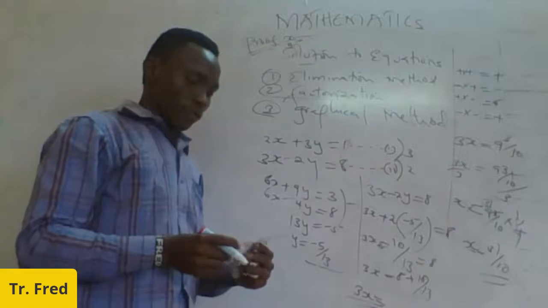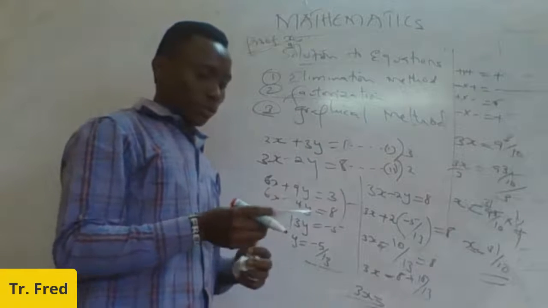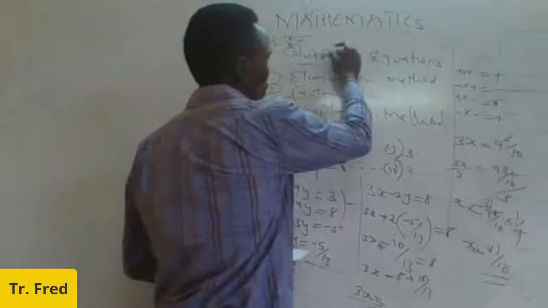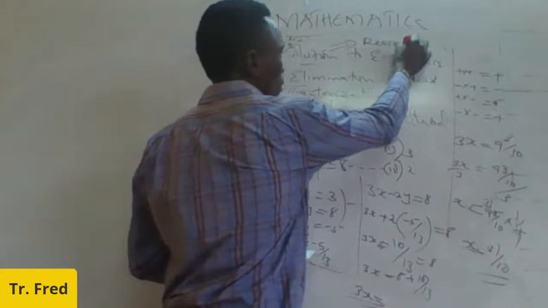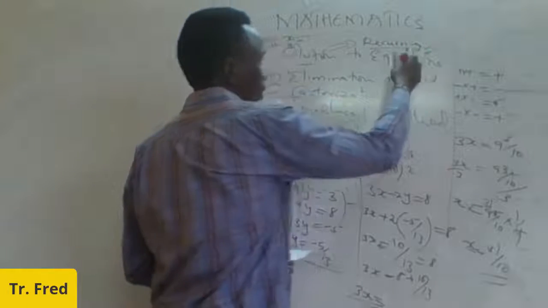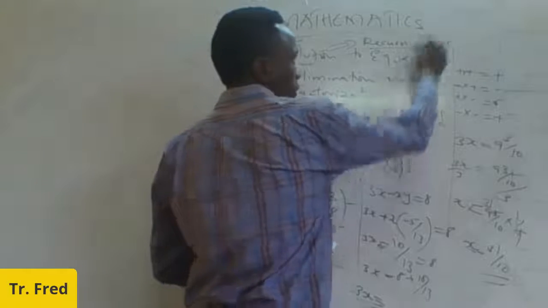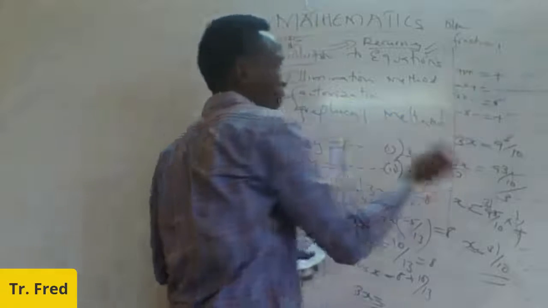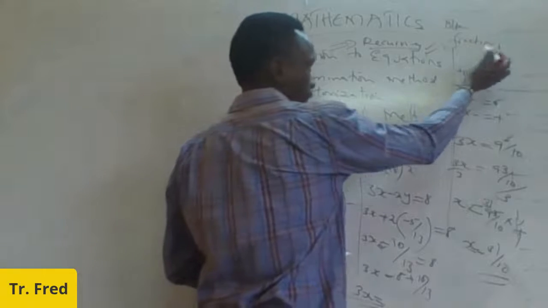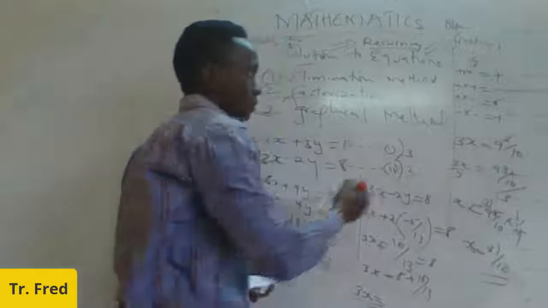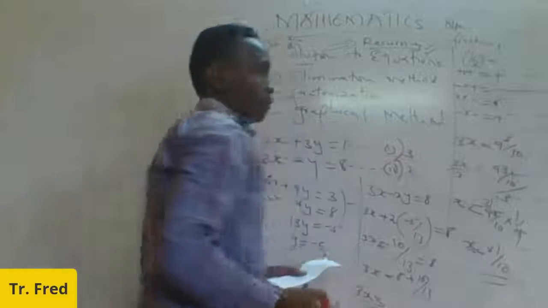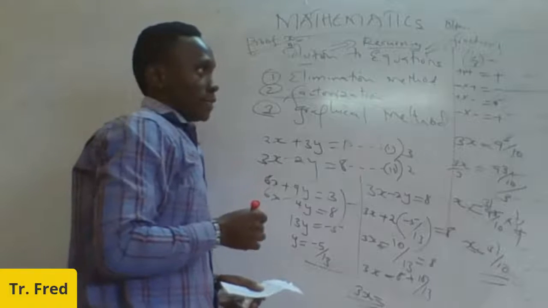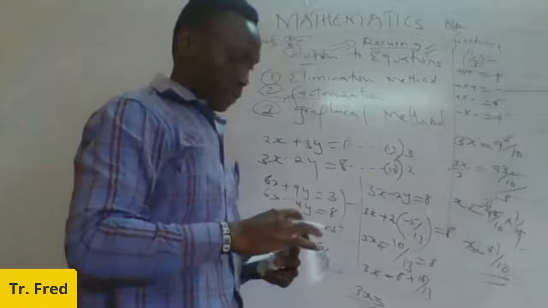Now we have come to the end of the lesson, so we shall continue from there to do some other questions on recurring decimals and how to obtain fractions from recurring decimals and vice versa. Given a fraction, like for example 1 out of 3, we are told to express this one as a decimal. We are given a decimal to take it back to a fraction. That's what we shall discuss from next time.